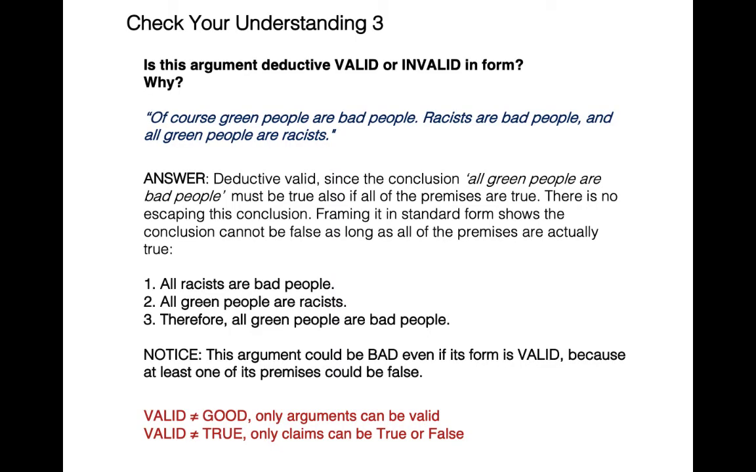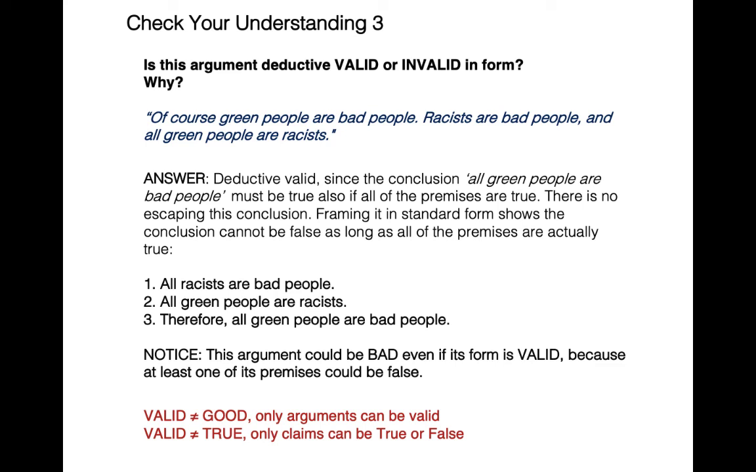One more example here. Is this argument deductively valid or invalid in form? Racists are bad people, and all green people are racists. Now, in this one, the conclusion is going to be that green people are bad people. And to be perfectly clear, when a person speaks like that, they mean to say all of them are, not most of them, all of them. This is a deductive argument, not an inductive argument.